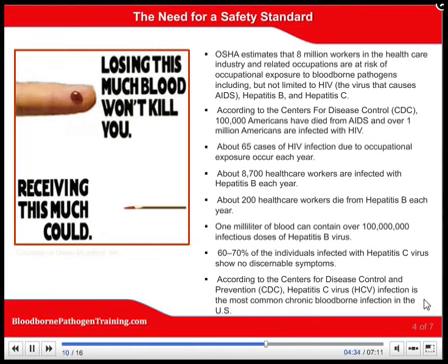About 8,700 healthcare workers are infected with hepatitis B each year. About 200 healthcare workers die from hepatitis B each year. 1 milliliter of blood can contain over 100 million infectious doses of hepatitis B virus. 60 to 70% of the individuals infected with hepatitis C virus show no discernible symptoms. According to the Centers for Disease Control and Prevention, hepatitis C virus infection is the most common chronic blood-borne infection in the U.S.